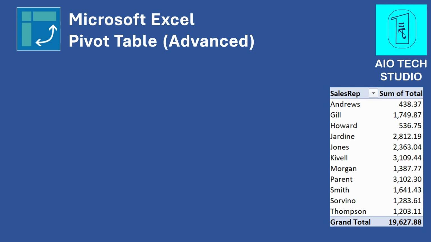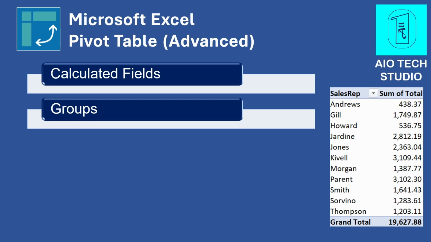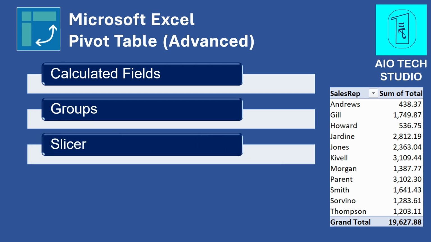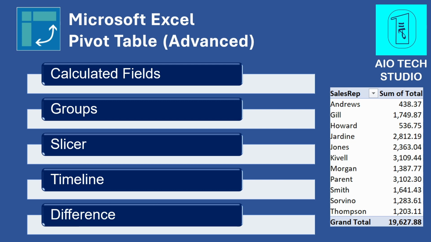In today's tutorial, we will see how to create a pivot table from a sample file and look at some of its advanced features. We will insert a calculated field in the pivot table. We will group the rows. We will insert a slicer. Also, we will insert a timeline. And finally, we will see the difference of the column.